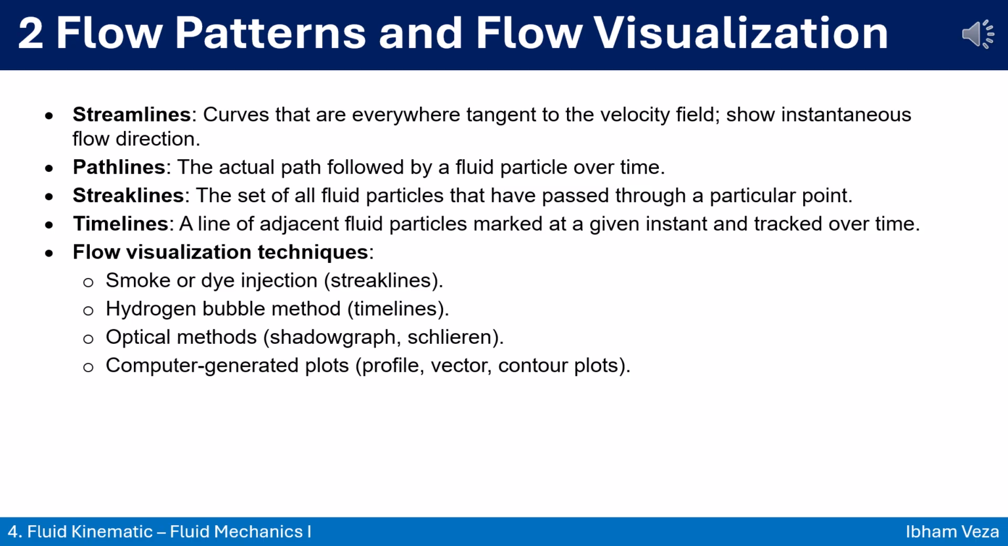When studying fluid flow, we can describe it by tracking how the fluid moves. There are 4 common ways. First, streamlines show the direction of the flow at one instant, like drawing arrows that follow the wind. Second, pathlines track a particle's actual journey, like watching a leaf floating down a river. Third, streaklines show all particles that pass through a point, similar to smoke trails from a chimney. Lastly, timelines are when we release a line of dye and see how it stretches with time.